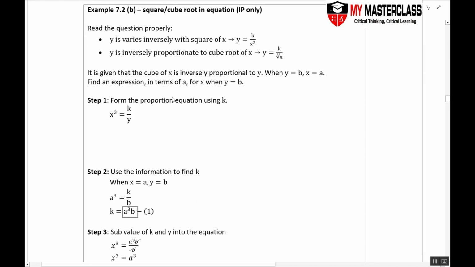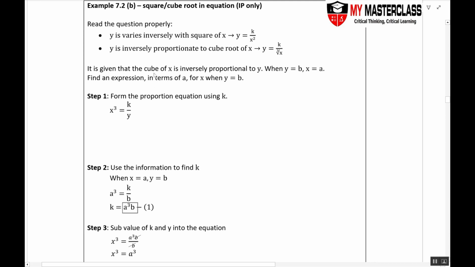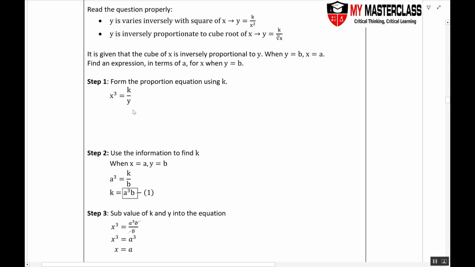The first term that they always put in front of the sentence, you always put that as the left hand side term. So this is x cubed inversely proportional to y. Now instead of y being on the left hand side, it is x cubed. So x cubed equals k over y. Form your equation, then use your information to find k. So when x equals a, y equals b over here. Always write this statement, please. Sub it in, you solve k as a cubed b.